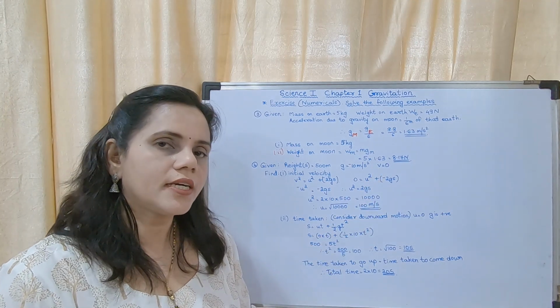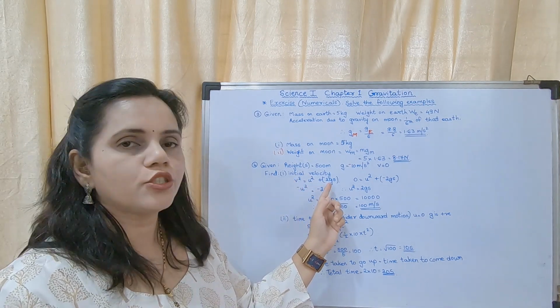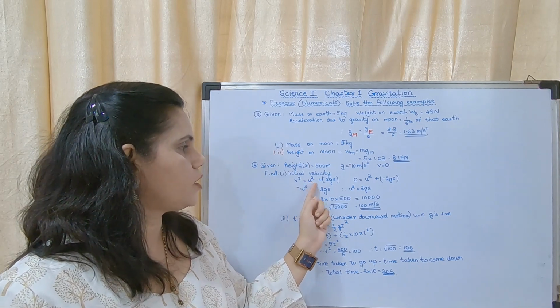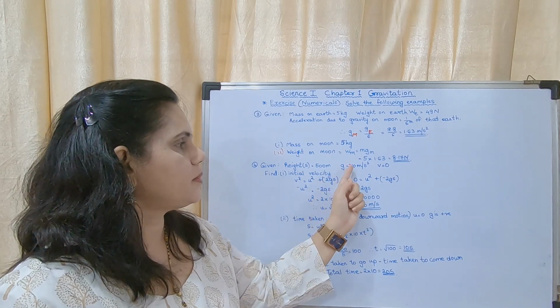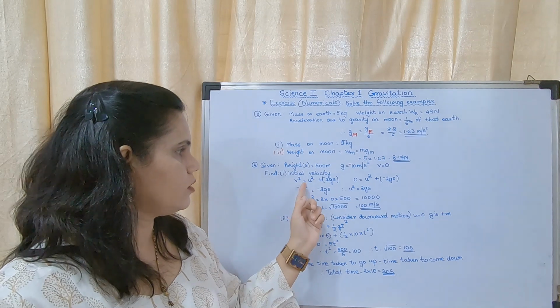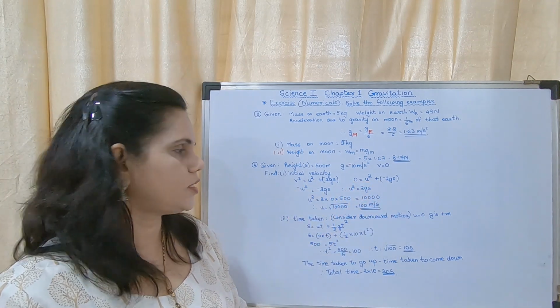So we will use the third equation of motion. So v square is equal to u square plus 2as. That is the third equation of motion. So v square is equal to u square minus 2gs. Why have I taken it minus here? Because g is taken to be negative. Okay. Now therefore 0 is equal to u square minus 2gs.